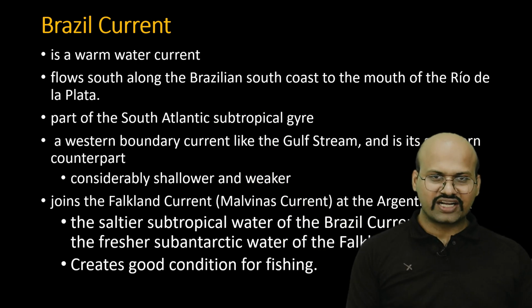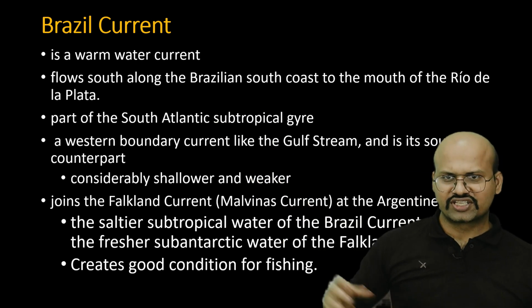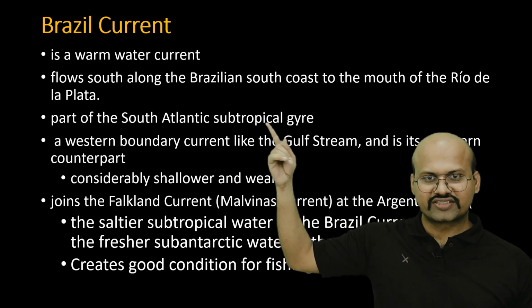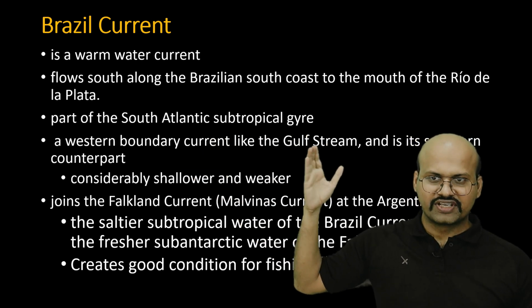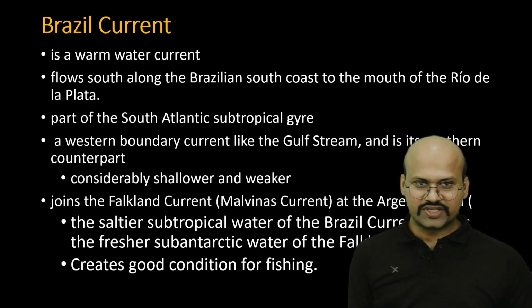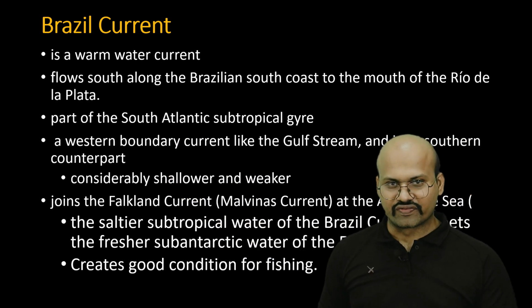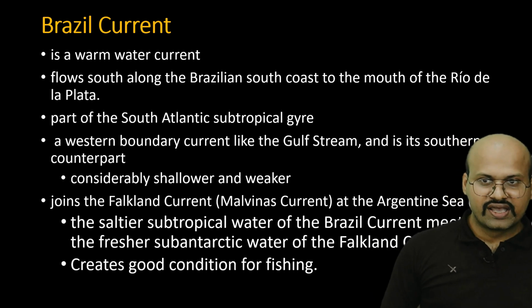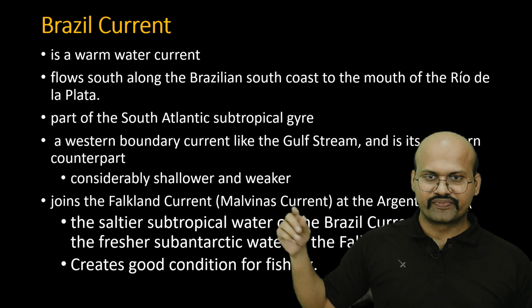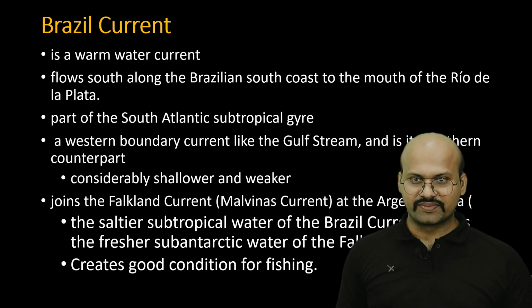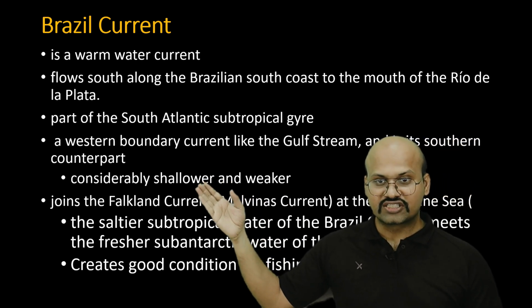So this is the delta of the several rivers which we discussed. It is also a part of South Atlantic subtropical gyre. It is a western boundary current. Just like the Gulf Stream, this is also a western boundary current, which means it flows on the western side of the ocean. And it is the southern counterpart, but it is considerably shallower and weaker. So compared to the Gulf Stream, this is considerably slower and weaker.